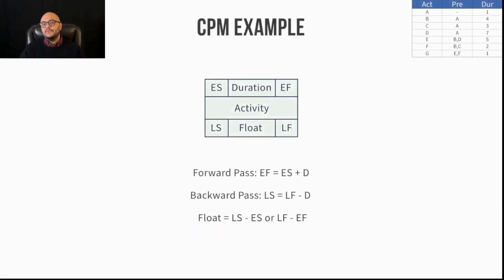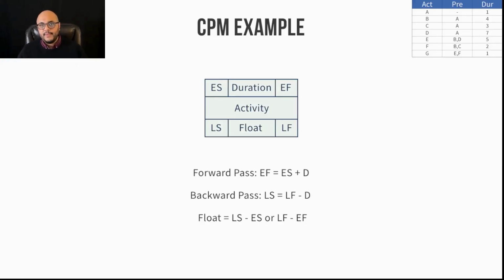Now, what I need to do is start defining my early start and early finish dates, my late start and late finish dates, and my floats. And we're going to take it step by step. We're going to do a forward pass first, then a backward pass, and then a float. Once we calculate all of that, then we can figure out our critical path.